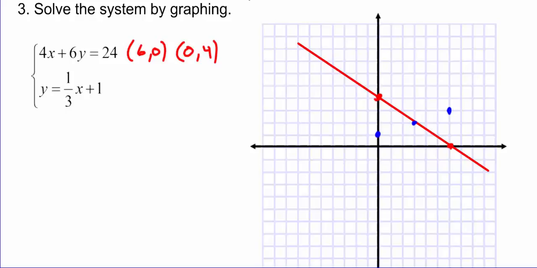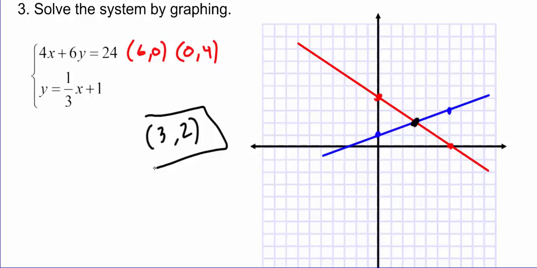And really, I don't need more points. I really only need 2 points. But I went ahead and went with 1 extra. Oh, I got my line off. We can fix that though. All right, that's better. And you can see right there, we have a nice, beautiful intersection at the ordered pair 3, comma 2. So that is the solution. That means if we plug in 3 for x and 2 for y, it will solve both equations.